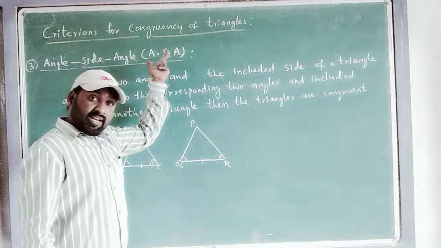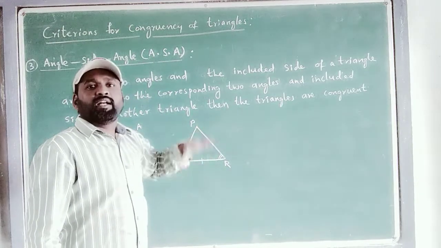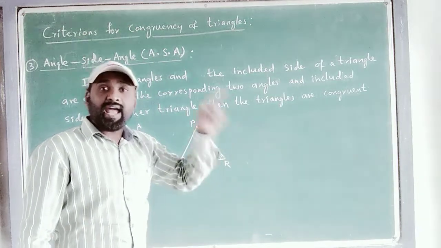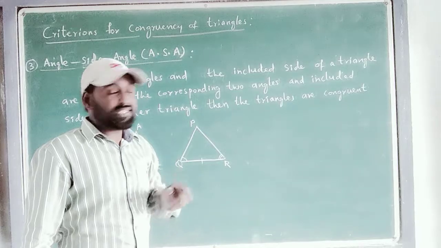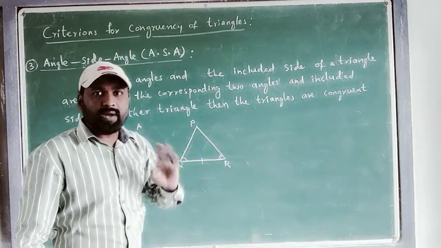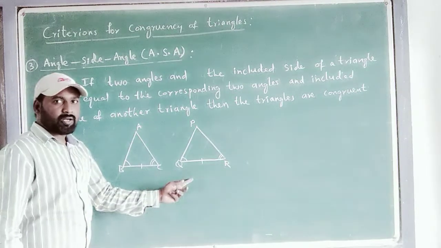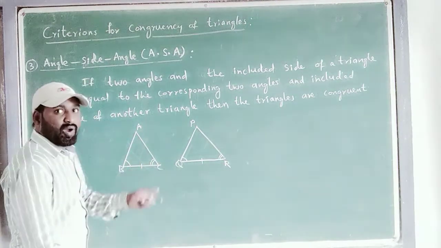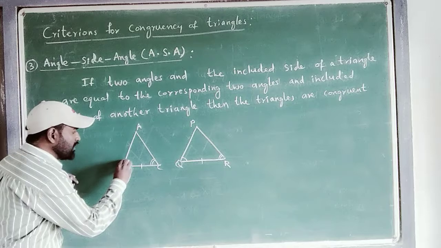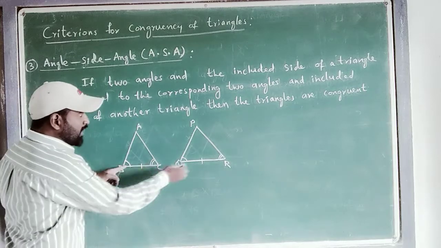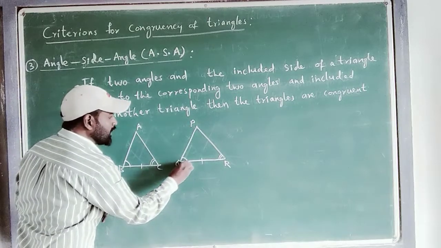Compared to the previous one, the second one, what did we do? Side angle side. There the angle is included by the two sides. Here the side is included by the two angles. Now comparing these two triangles ABC and PQR, let us compare the corresponding parts. See the angle B. The corresponding angle in this triangle is angle Q.